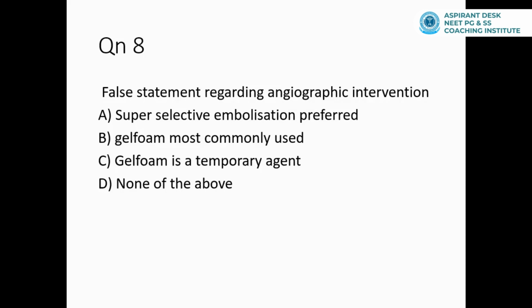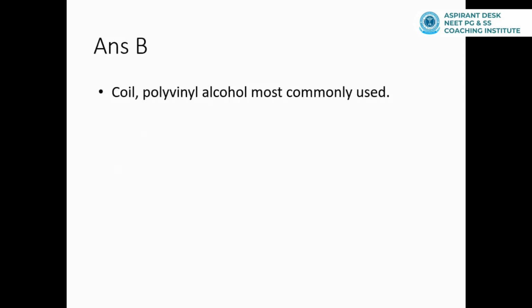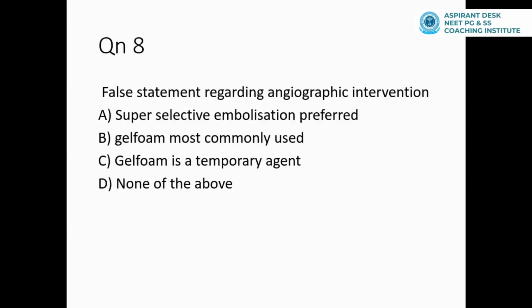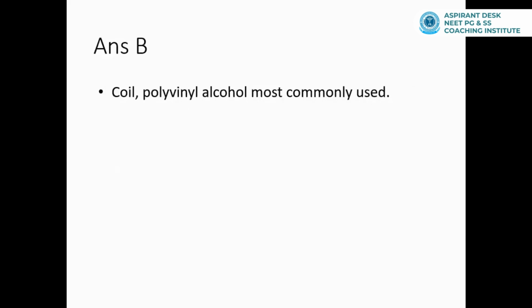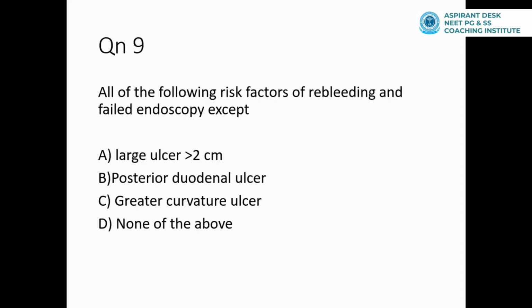Okay, if there is bleeding from the left gastric artery, we should go ahead and super selectively cannulate and embolize that particular artery, which is the reason for the bleeding. Second option, gel foam is most commonly used, is actually a wrong option. So coils and polyvinyl alcohol are the most commonly used method for angiographic embolization. Okay, coils and polyvinyl alcohol. And option C is correct. Gel foam is a temporary agent. Okay, the vessel actually recanalizes after some time, after weeks to months. Okay. The next question is: all of the following are risk factors of rebleeding and failed endoscopy except.